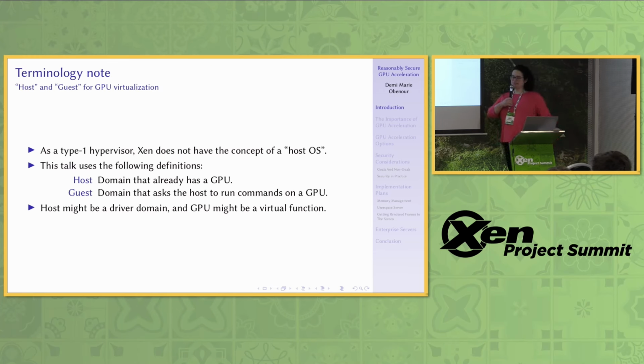A note on terminology. Obviously, as a type 1 hypervisor, Xen doesn't have the concept of a host OS. So for the purpose of this talk, I'm going to say that the host is the domain that already has a GPU, and the guest is the domain that is asking the host to run commands on that GPU. The host doesn't have to be Dom0. It often will be, I suspect, but it doesn't have to be. And the GPU can be a physical GPU, but if your GPU supports SR-IOV, it can also be a virtual function. So basically, you can compose some of these techniques.